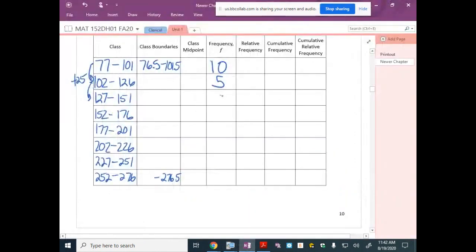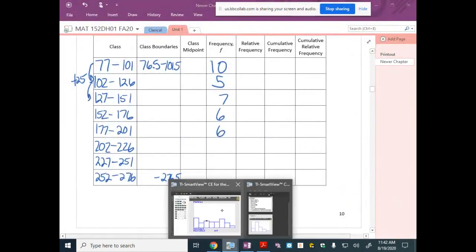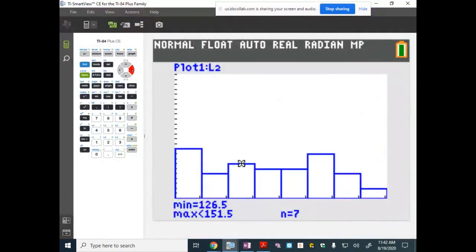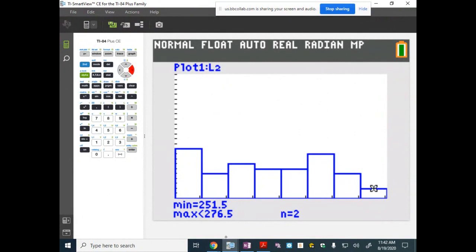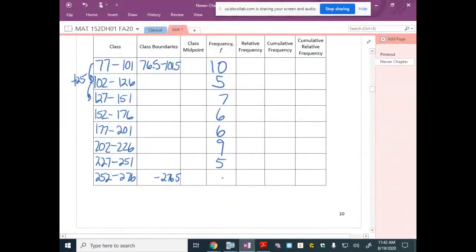7, 6, 6, 9, 5, and 2. Let's see, that's 15, 22, 28, 34, 43, 48, 50. All right, good stuff. Then you do the cumulative frequencies, and you would go from there.